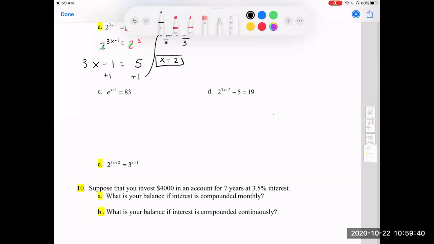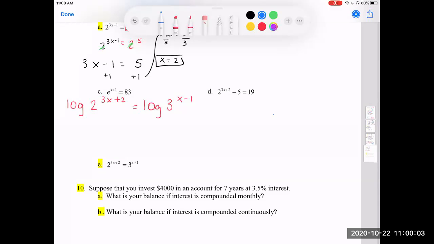Well, when you're stuck and you just can't get the same base or force the same base, we can take the log of both sides so that we have log of 2 raised to the 3x plus 2 equals log of 3 raised to the x minus 1. And that's how we can do it.